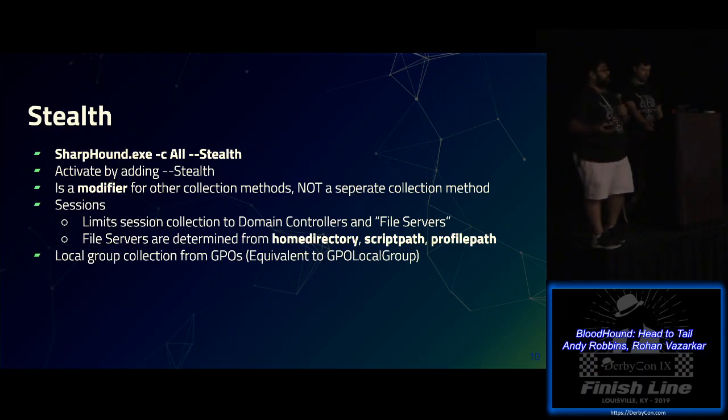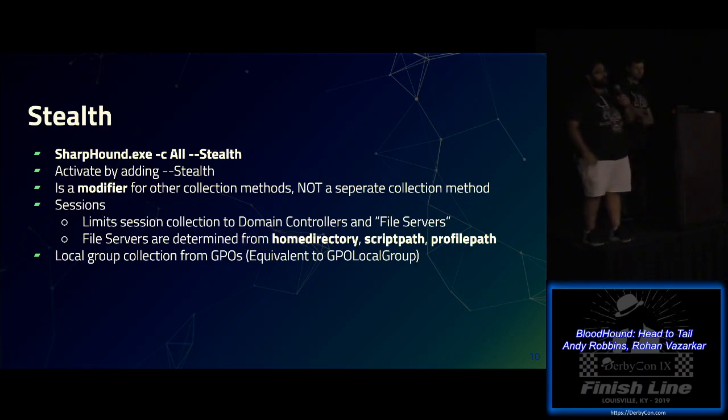All right, so SharpHound has a stealth flag, and it's a little bit confusing because when we first released BloodHound, stealth was its own collection method. When we released 2.0, we decided that stealth should be a modifier for collection methods. So you can specify whatever collection methods you want, and if you add the stealth flag on top of that, it will modify how those collection methods work. So the really big things that change are how sessions are collected and how local groups are collected.